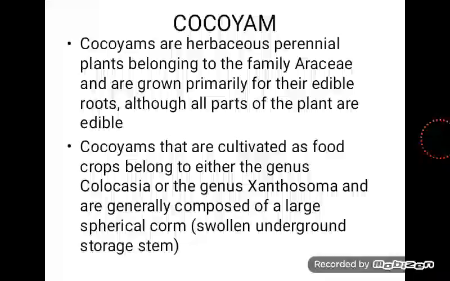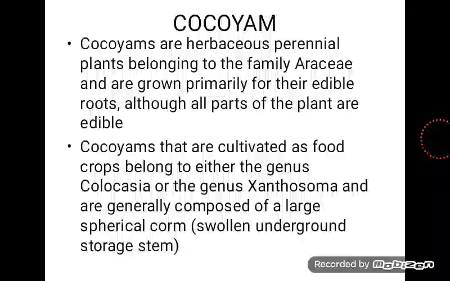So now cocoyams are cultivated as food crops, and they belong to either the genus Colocasia or the genus Xanthosoma. Now this is very important. When I was trying to prepare this, I saw a lot of species, so be very careful now. And a lot of genera also. But the most common one I think you are going to find is going to be the Colocasia.